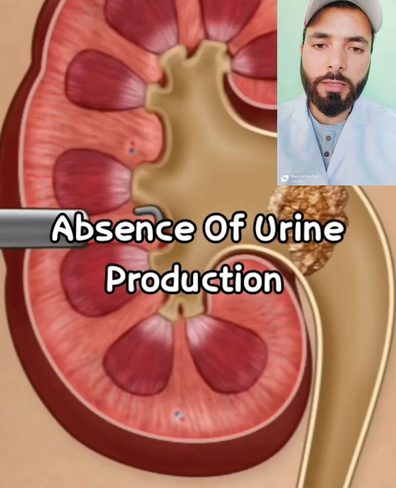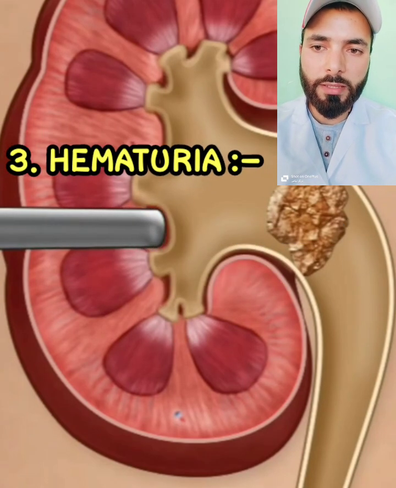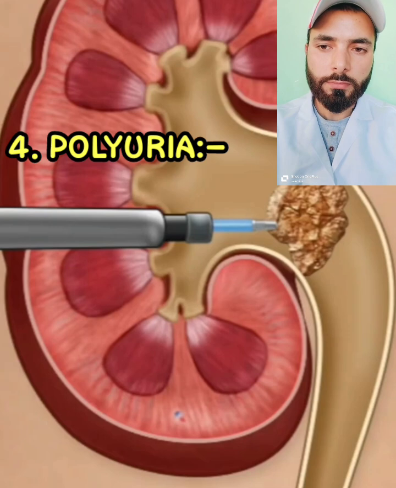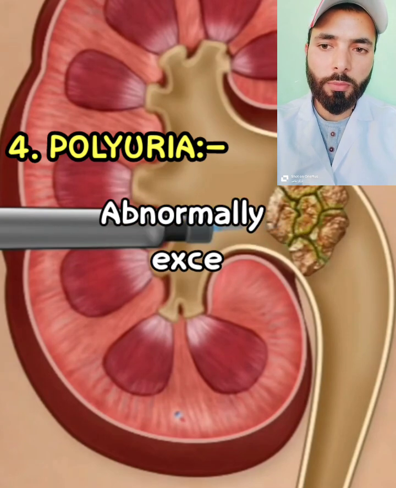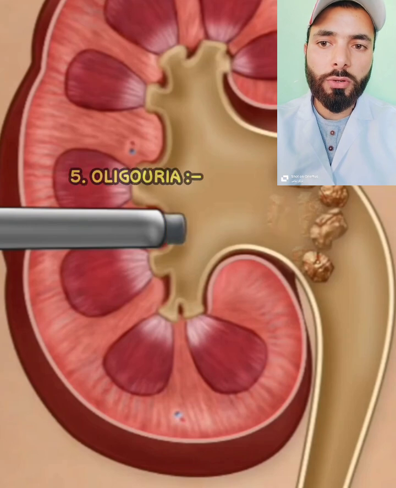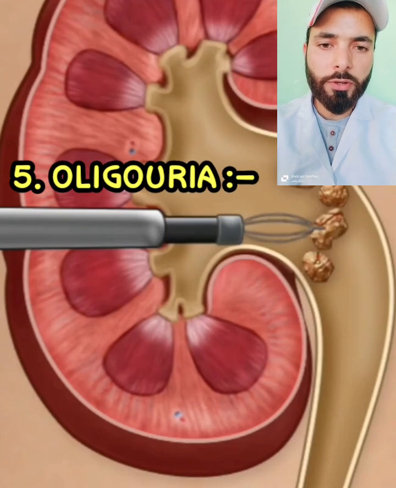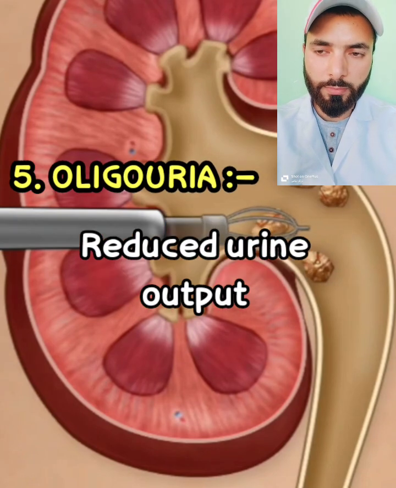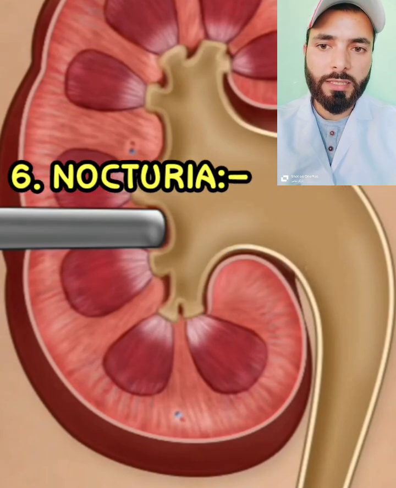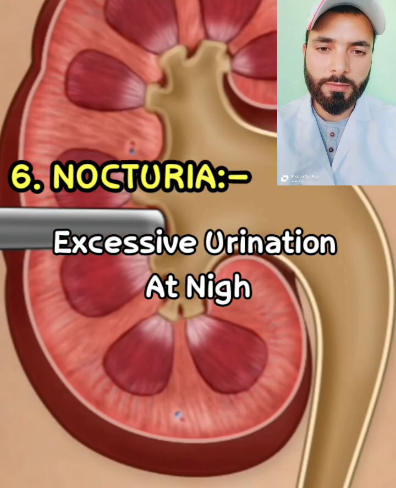And third one, hematuria. It means presence of blood in the urine. And fourth one, polyuria. Polyuria means abnormally excessive urination. And next one, oliguria. It means reduced urine output. Sixth one, nocturia. It means excessive urination at night.